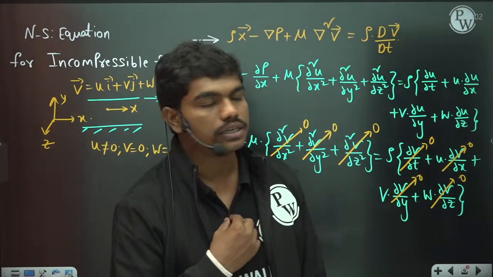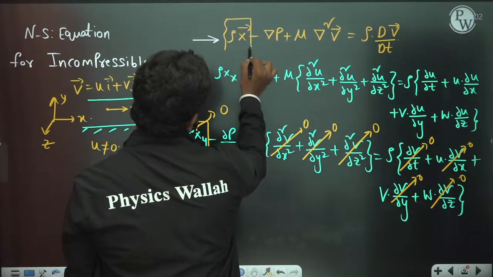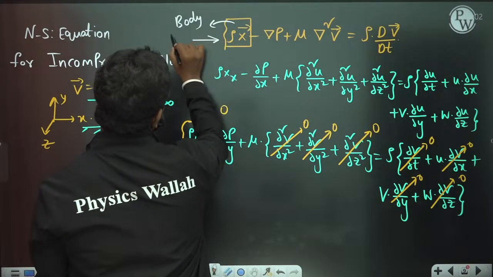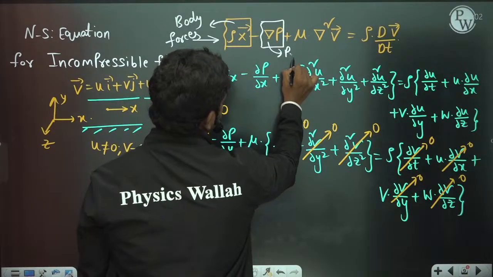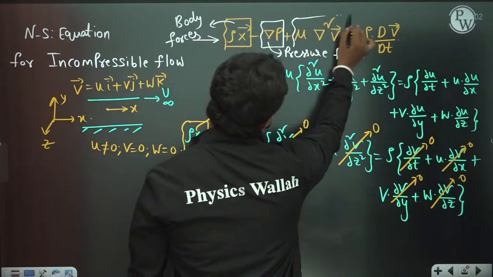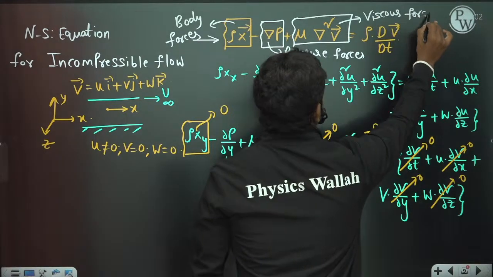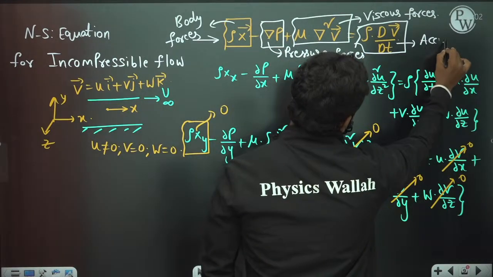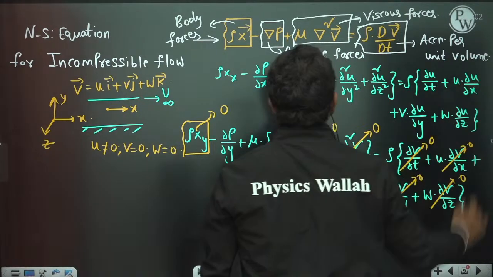Okay, but the main concern is that the Navier-Stokes equation produces a balance between forces. This expression stands for the body forces, this expression talks about the pressure forces, of course per unit volume, and this term talks about the viscous forces. And this is the acceleration of the fluid per unit volume here. Okay, so this is acceleration per unit volume.